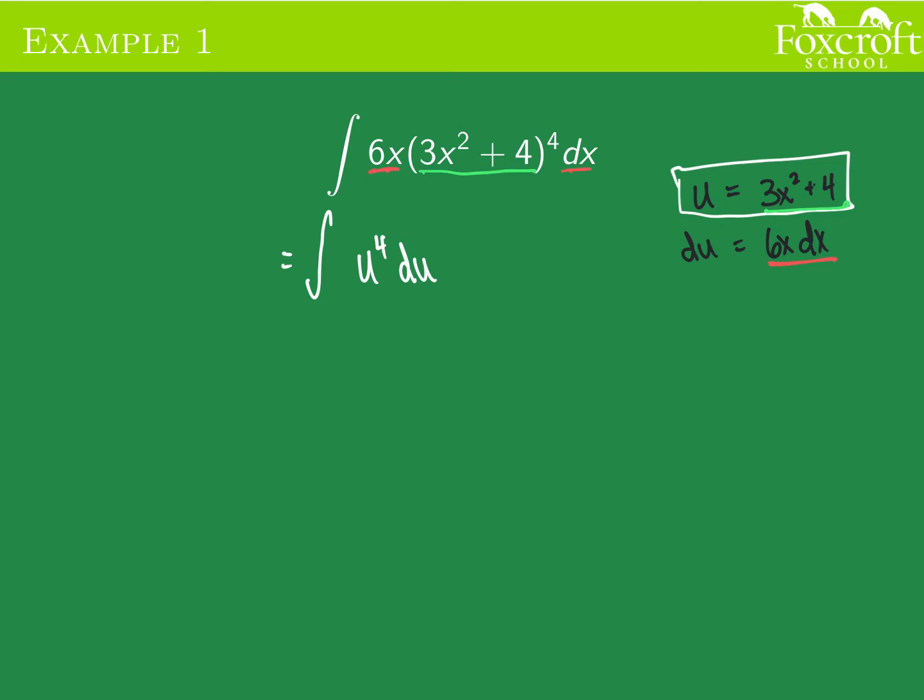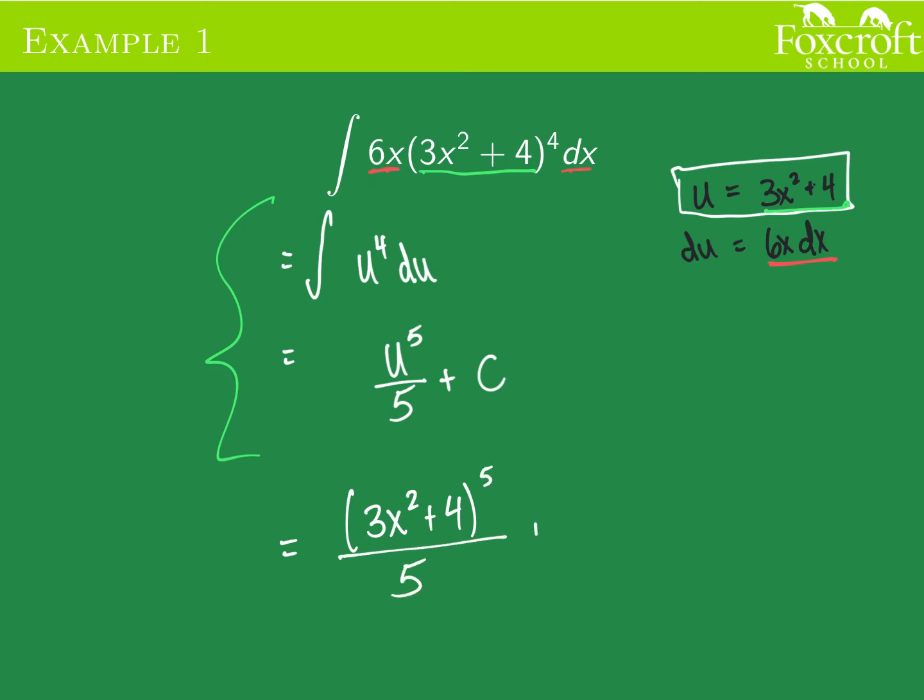And now we can do the reverse power rule. So we add 1 to the exponent and divide by the new exponent. Then we have plus c. And if this was the whole problem, you'd be done. But we have to go back and remember that our original variable was x. So our final answer is we replace the u, again, with 3x squared plus 4. That's raised to the fifth divided by 5 plus c.